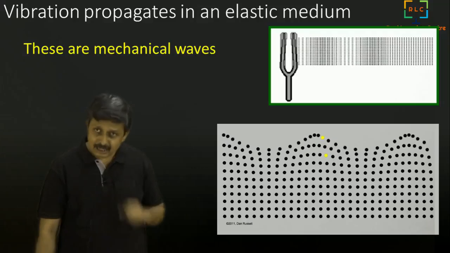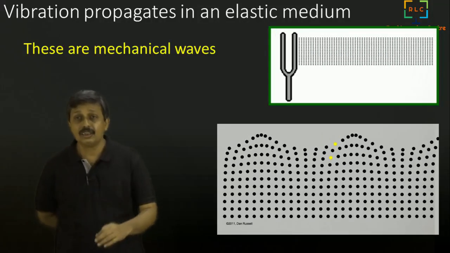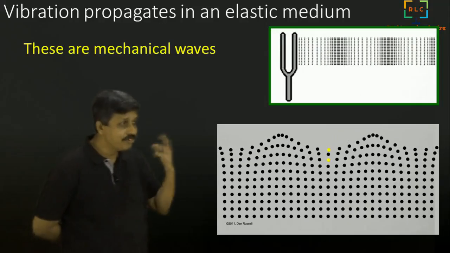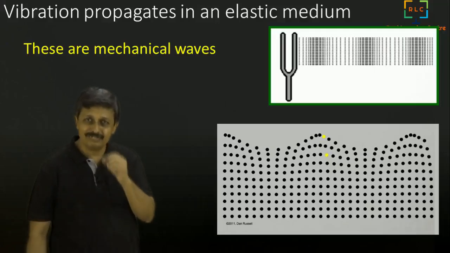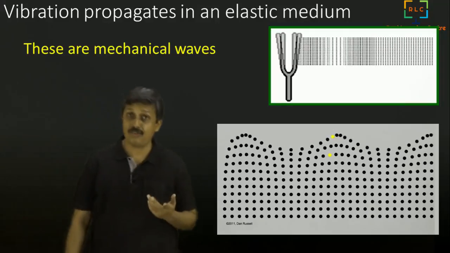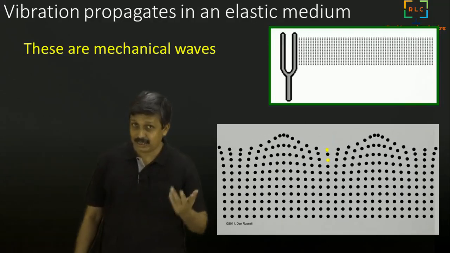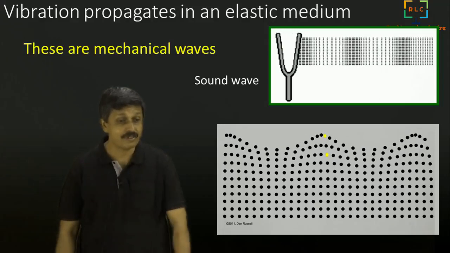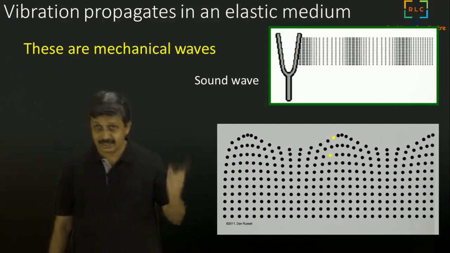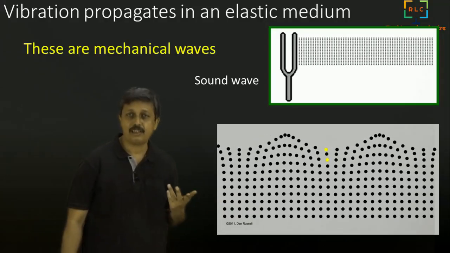Now, these are called mechanical waves. The reason these are called mechanical waves is because there is a mechanical, physical movement of the particles. When the particles move physically, it's called a mechanical wave. But the question is, are there any other kinds of waves? Particles have to move, isn't it? So there are other kinds of waves. Before going there, just an example is a sound wave. Sound wave, I said, is mechanical.